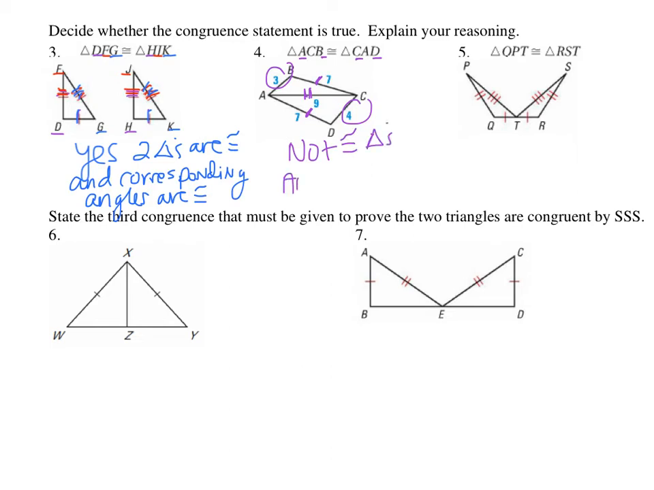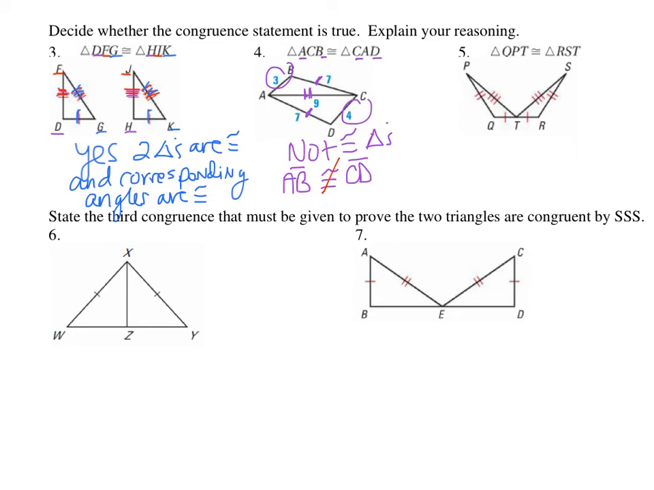And it's because our segment AB is not congruent. So how we show that is we're just going to put a slash through it. So it's not congruent to each other. So they're not congruent triangles. All right, so for number 5, we can see that all 3 sides are congruent.